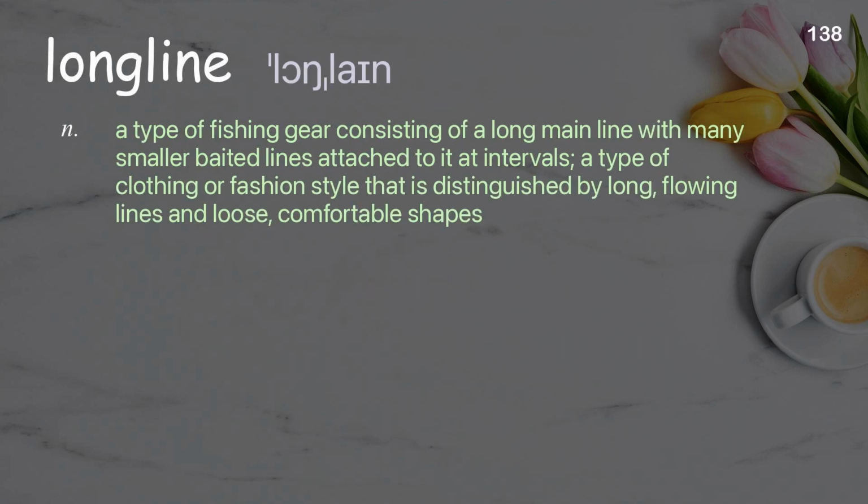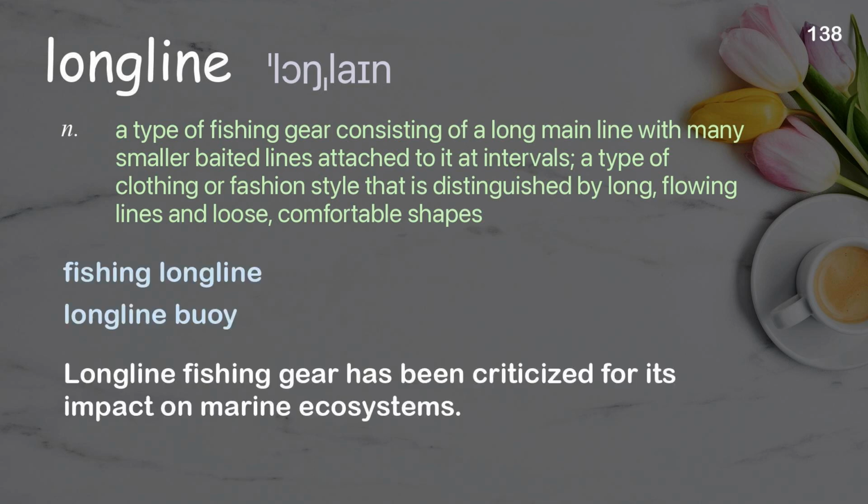Longline. A type of fishing gear consisting of a long main line with many smaller baited lines attached to it at intervals. A type of clothing or fashion style that is distinguished by long, flowing lines and loose, comfortable shapes. Examples: Fishing longline. Longline buoy. Longline fishing gear has been criticized for its impact on marine ecosystems.